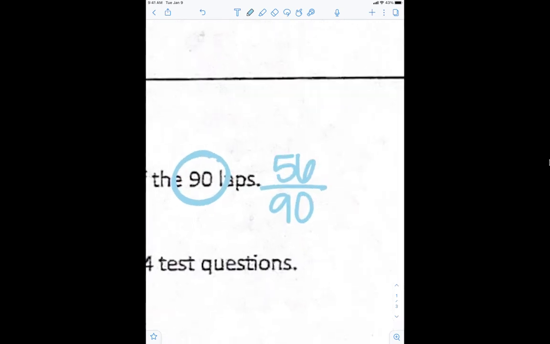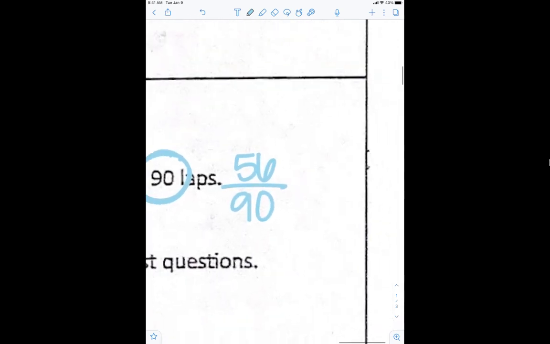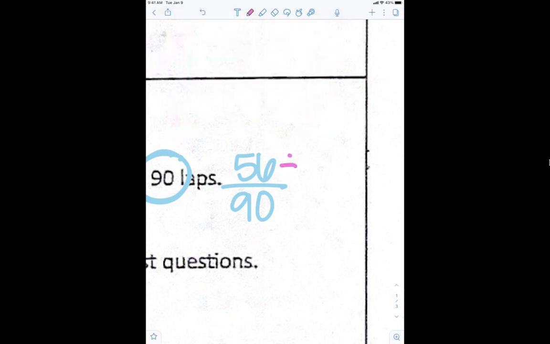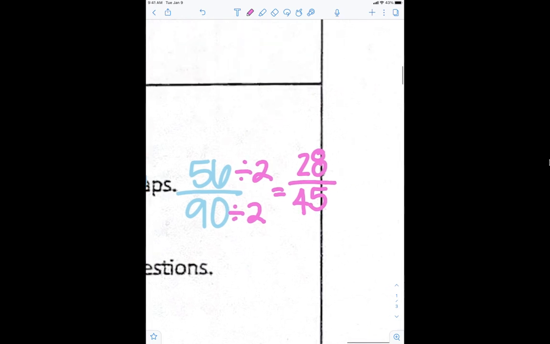Now I start seeing if I can simplify. That'll help us on our division if we can simplify. Well, I see they're both even. So let's go ahead and divide by 2. So I've got 56 and I'm going to divide it by 2. And I get 28. Again, you could work out a little division problem on the side if you needed it. And 90 divided by 2 is going to be 45. And I don't think there's anything I can divide into both of those.